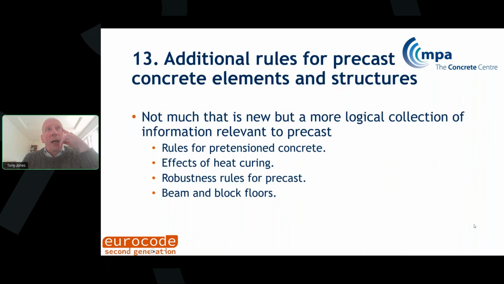With precast, effectively the rules are the same, but they've just been pulled together more logically in this section, so I won't get into that.